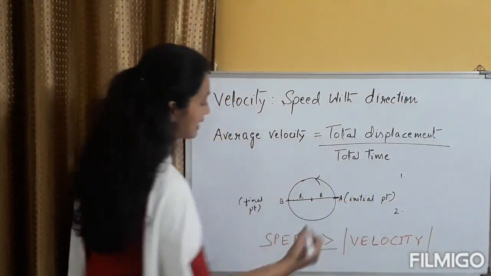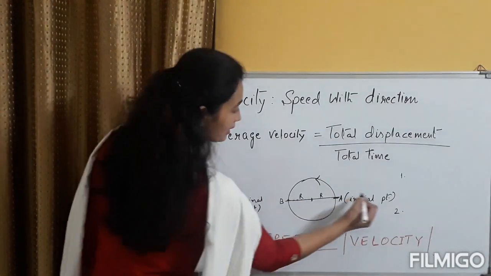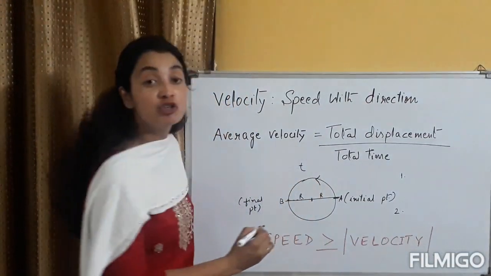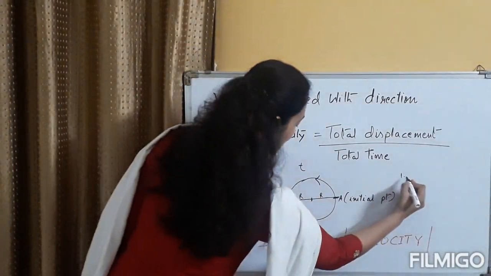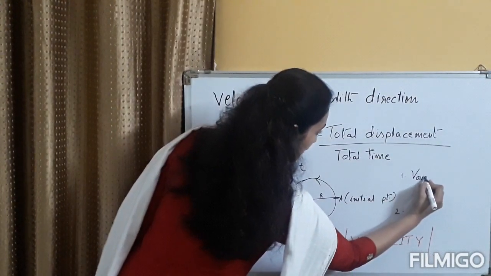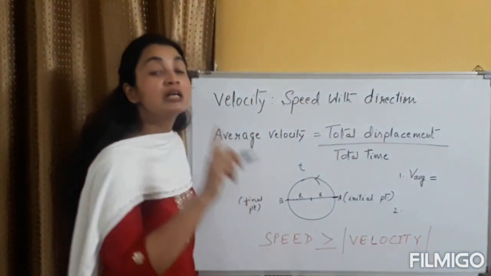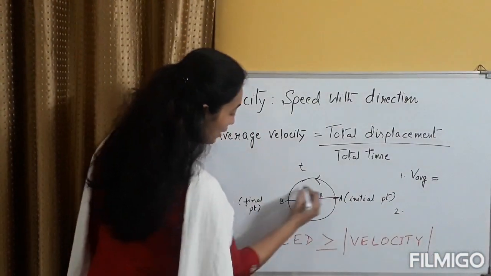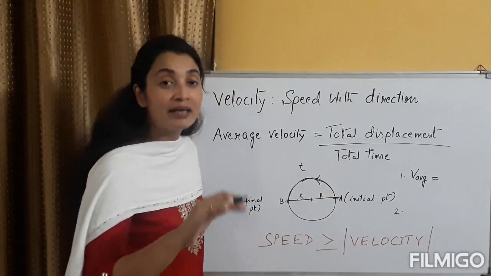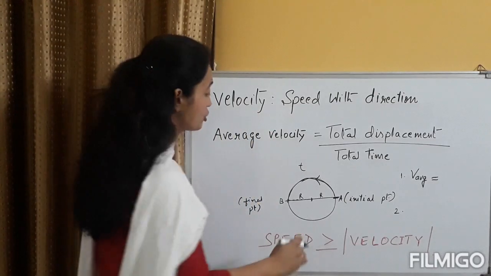So first let us calculate. The initial point is A, the final point is B. What is the average velocity if you have covered this distance in time t? So in the first case, we denote average velocity with the subscript avg, V average, equal to total displacement. You move from A to B via this path, and you have already done this in distance and displacement in the previous episodes. We have done some numericals also.